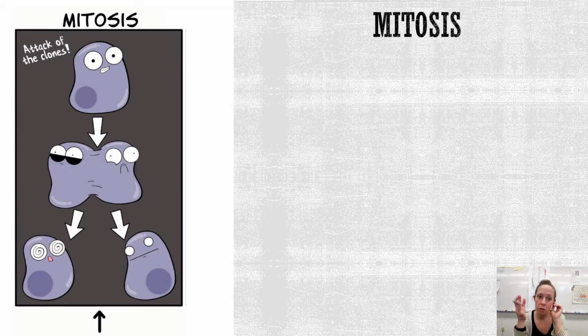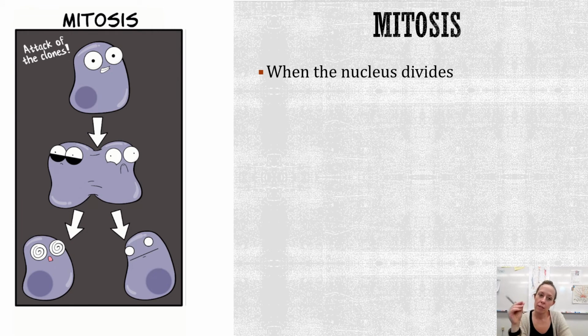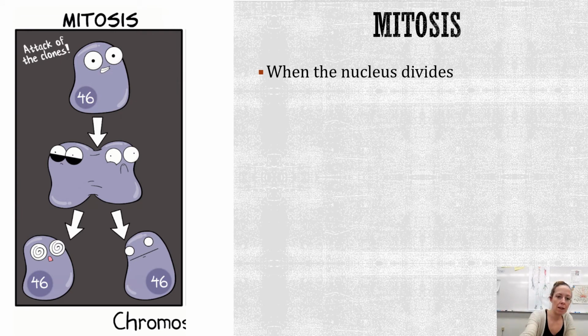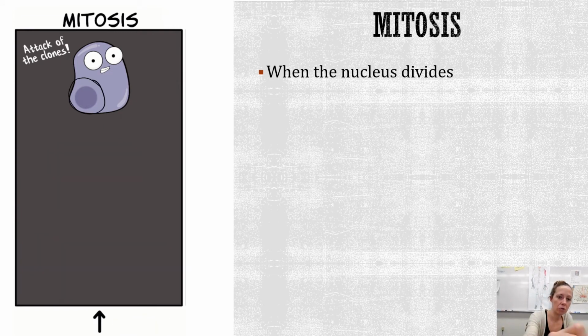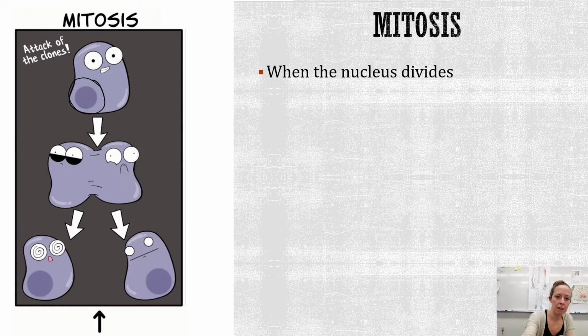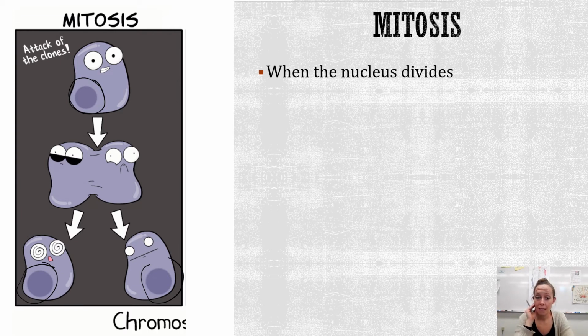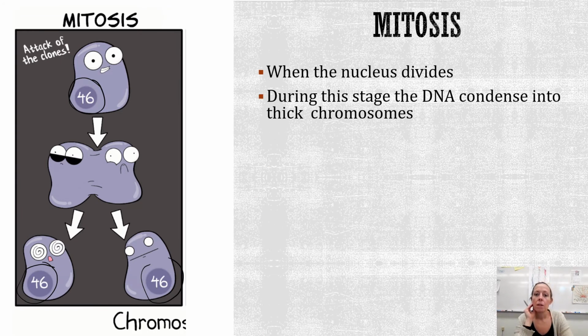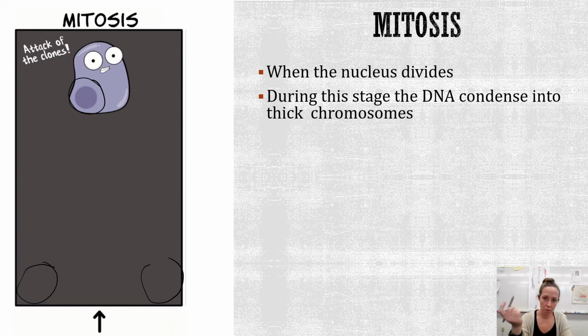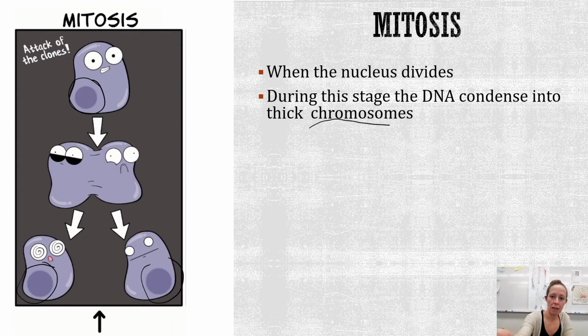From interphase, we then go to mitosis. Mitosis is when the nucleus divides, right? And on that picture, I have mitosis. We have 46 chromosomes to begin with, right? We separate, and then each new cell has 46 chromosomes again. So 46 to begin with, it divides, and each new cell is going to end up with 46 again, because I'm going to replicate my DNA, right? So during this stage, the DNA condenses and thickens into chromosomes. So here's our second name for DNA, chromosomes.